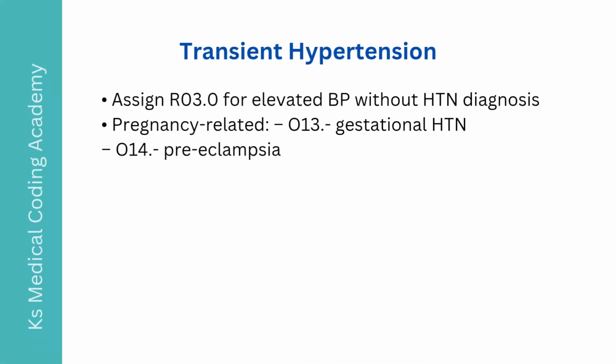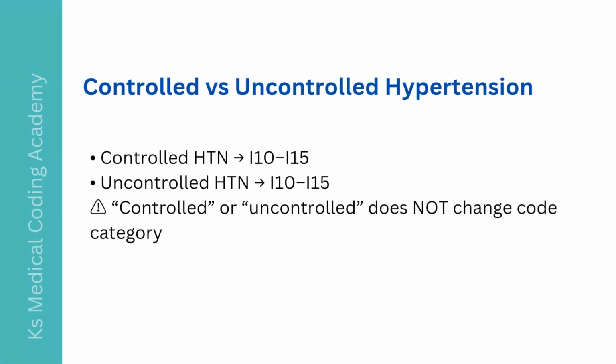Transient hypertension. Use R03.0 for elevated blood pressure without a hypertension diagnosis. For pregnancy-related cases, O13 for gestational hypertension, O14 for preeclampsia. Never use I10 for transient or pregnancy-related hypertension. Controlled versus uncontrolled hypertension. The terms controlled and uncontrolled do not change the code category. Both are coded using I10 to I15, based on the type of hypertension present.